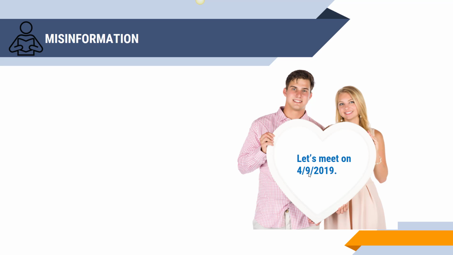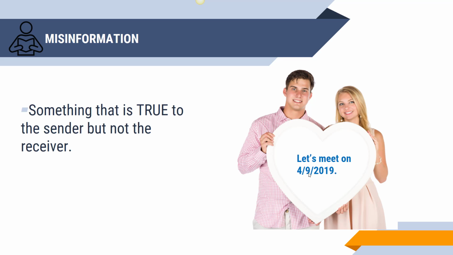Next comes misinformation. It's true to the sender, but not for the receiver. Some romantic comedies have written examples of misinformation into their plots. If the couple agreed to look each other up in a few years and wrote the date as 4/9/19, then one could interpret this as April 9th, and the other could think this would be September 4th, according to military or European modes of date writing. In both cases, it is true to the sender, but false to the receiver.